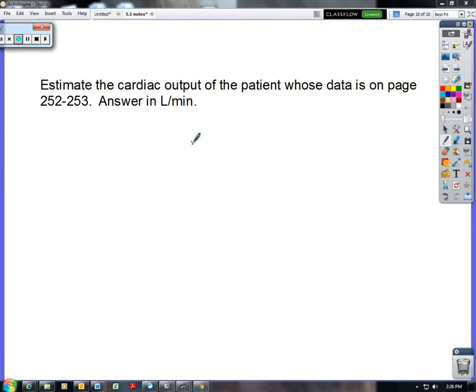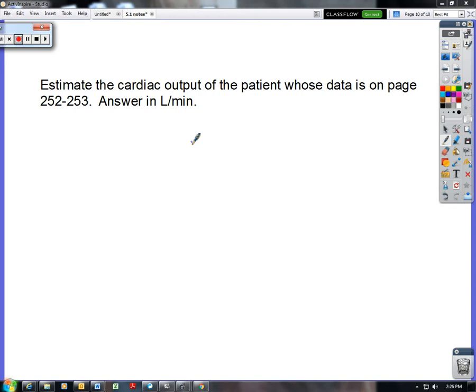Great, so I'm back for the last example. It is to estimate the cardiac output of the patient, and the data is on page 253 of our book. And they do ask us to answer this in liters per minute.